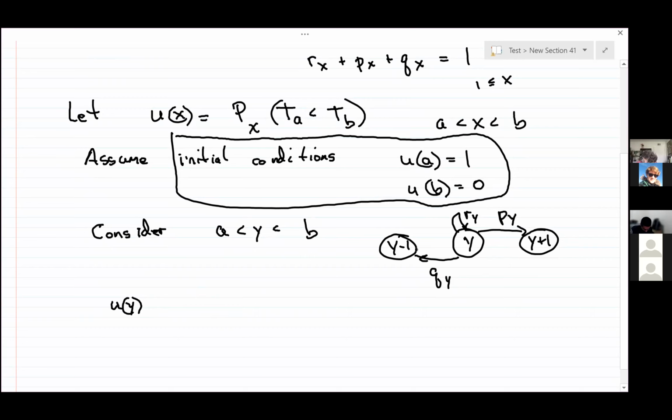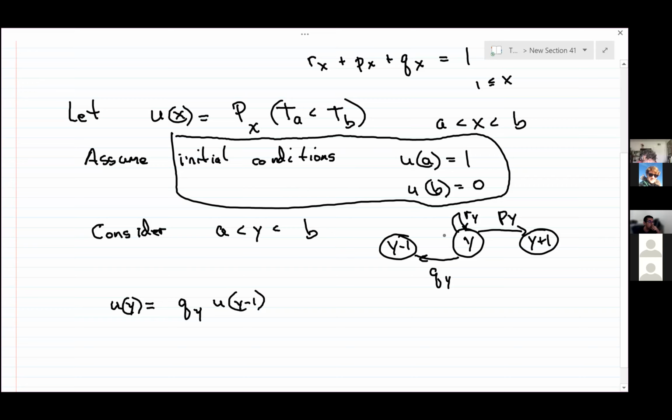Okay, so you can think of it as a tree, if you like. Starting at y, you have a path going down, staying, or going up. Suppose you go down, which would have probability q sub y. Then you're at this point, and you still want to get to A at a time that's less than the time it takes to get to B. And the probability of doing that, if you're here, would be u of y minus 1.